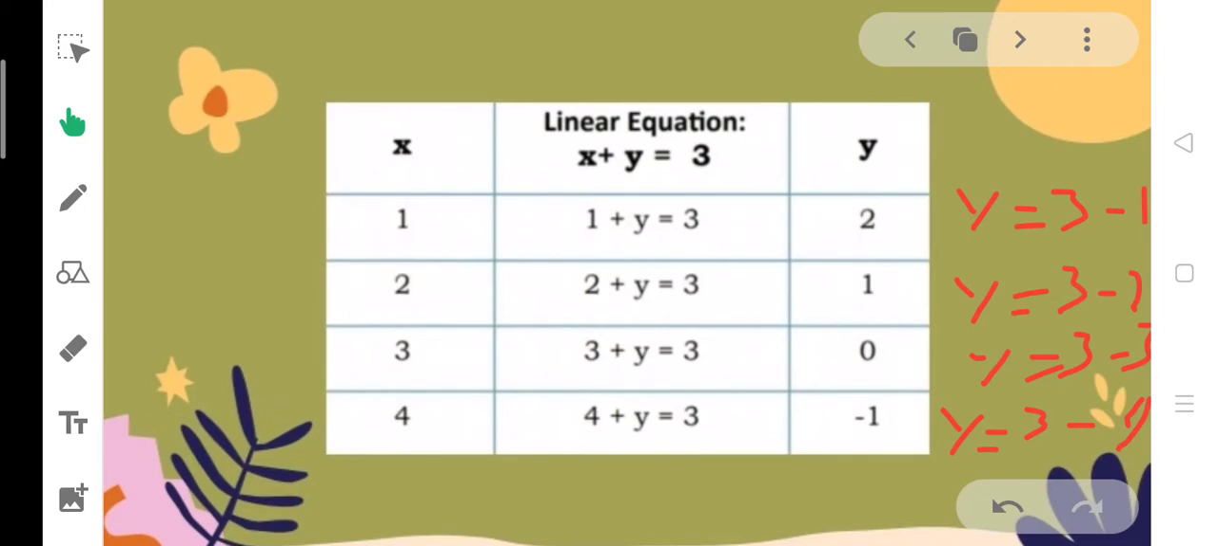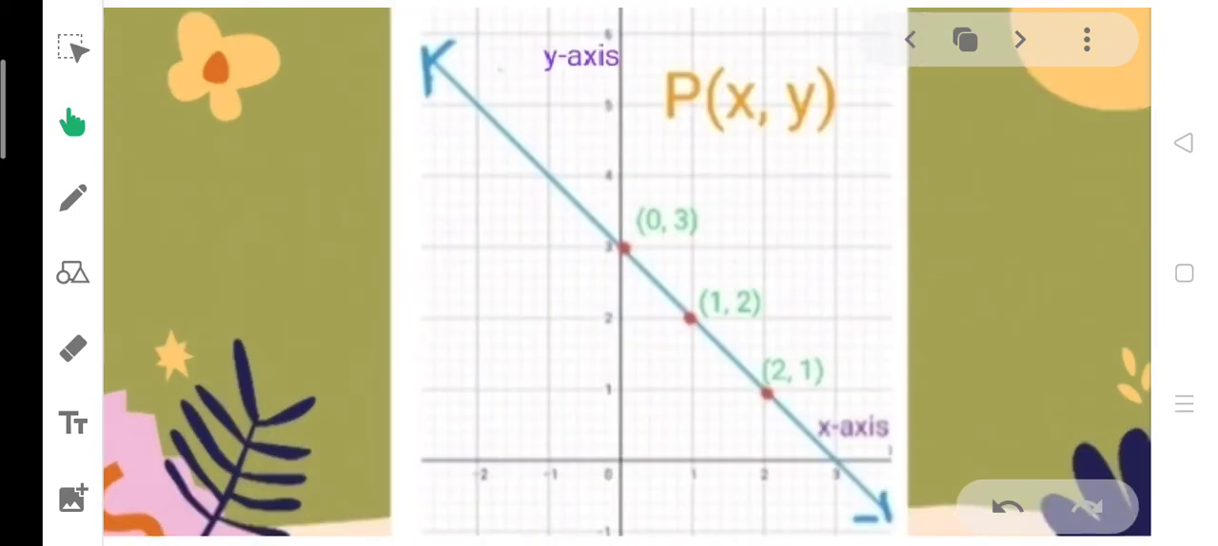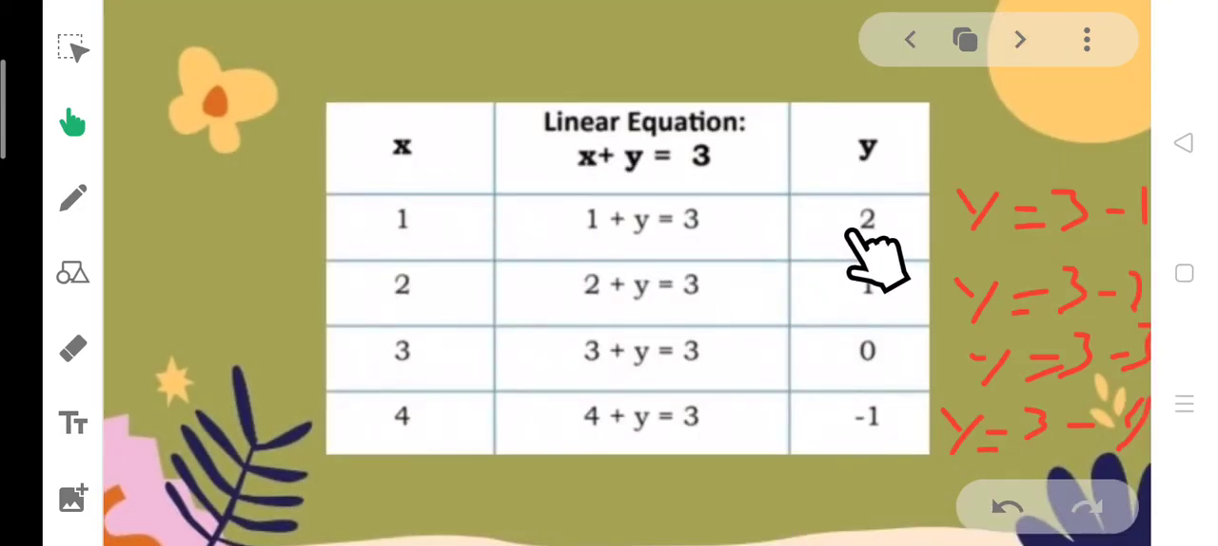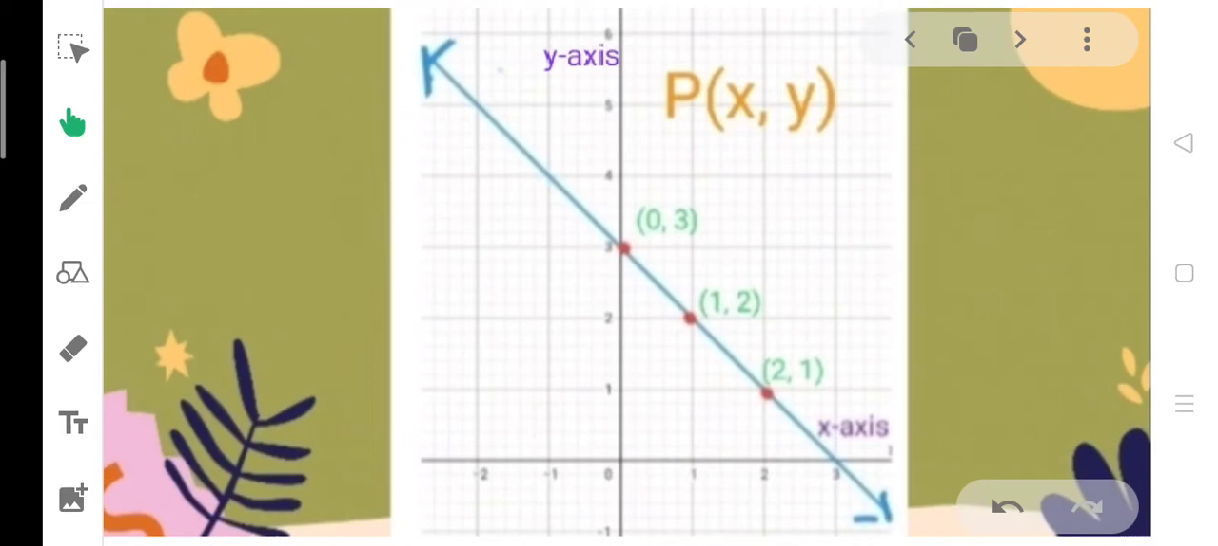Okay, let us go back to this line. When x is 1, do you remember it is positive 2? When x is 1, the value of y is positive 2. So, if x is 1, going up 2 units, the point is here. And if x is 2, the y value is 1. So, from here, going up 1 unit.